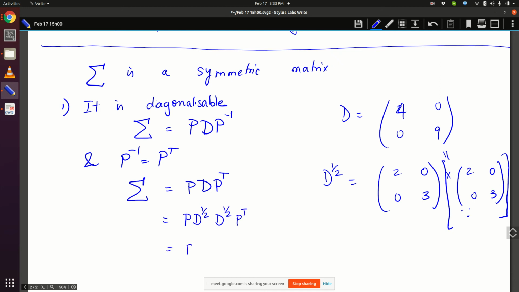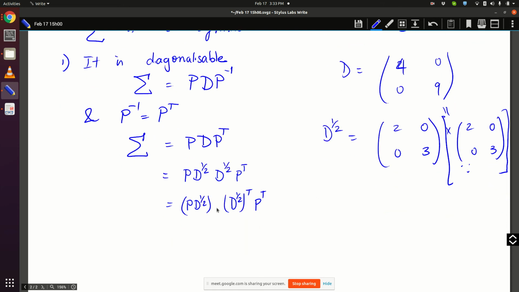Now I will write this as P D power half. What is D transpose? If I take D transpose, I get D, right? So I can write this as D power half transpose P transpose. And I have already told you that AB transpose is equal to B transpose A transpose.